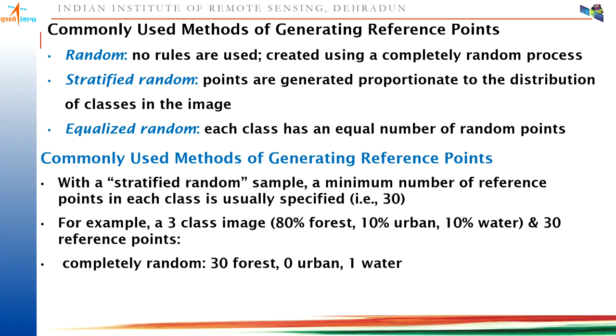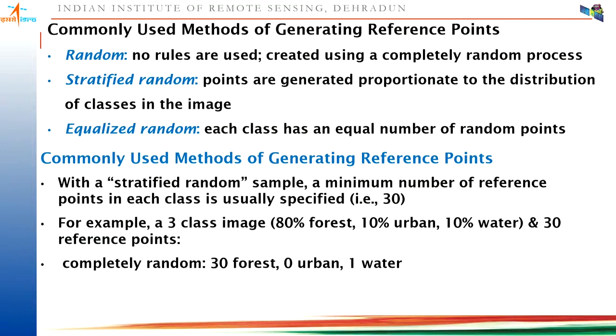Okay, so in a random sample, no rule is used. It is created using a completely random process. Stratified random is when points are generated proportionate to the distribution of class in the image. So if the area of a class is more, more number of points would be there. If the area of a class is less, fewer points will be there. There is equalized random also, in which it is random but an equal number of random points are there in each class. So generally stratified random sampling is used for remote sensing classification accuracy assessment.